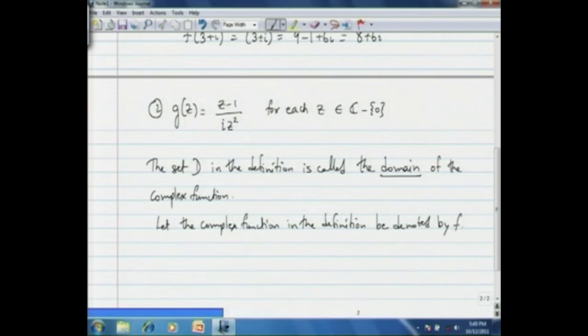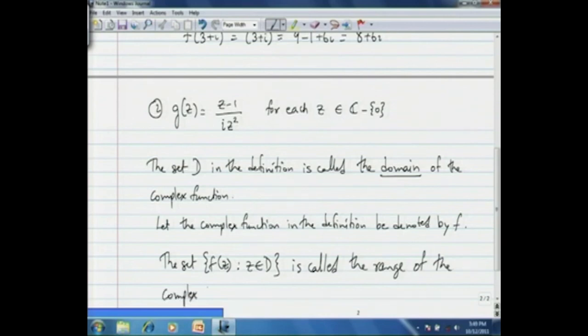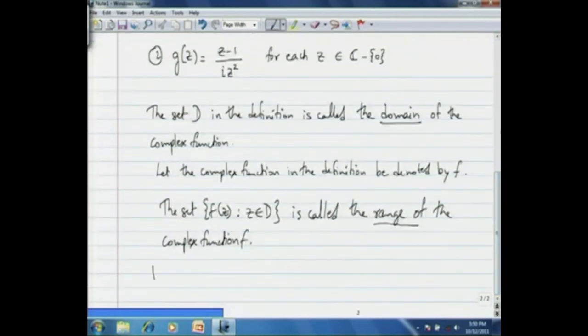Okay, then the set of all f of z such that z is in the set D is called the range of the complex function f. Okay. So we understand the domain and the range.